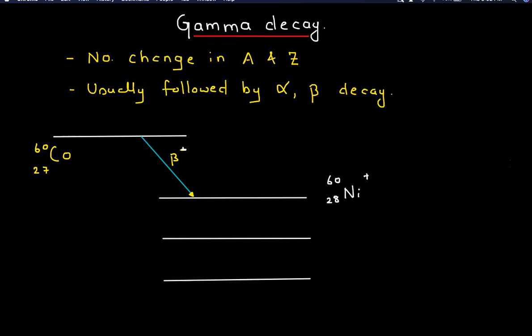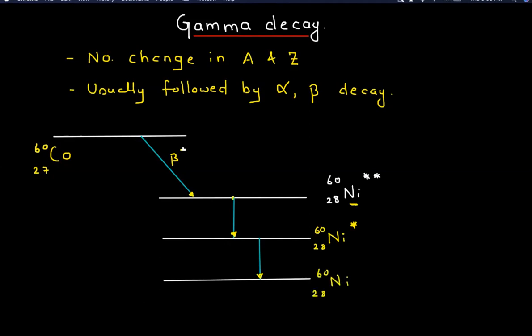This is in an excited state. This is the nucleus of the nickel. It is here. It can go to this energy level. It can then transition to that energy level also. The lowest level is the ground state. So this one is the second excited state. Put 1 star here. And this is the ground state of the nickel nucleus.